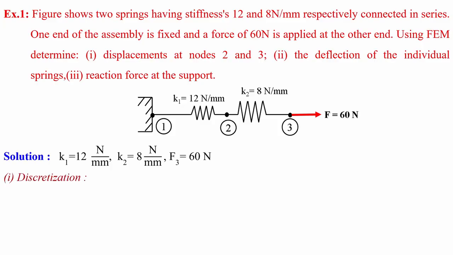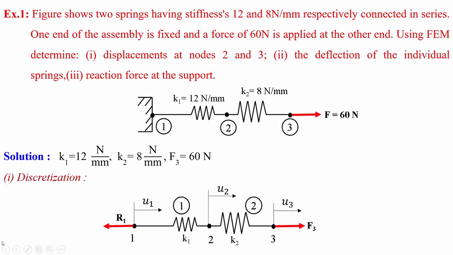So let us plot a discretization diagram. Let us mark the nodes as node 1, 2, and 3. U1 represents the displacement at node 1, U2 represents the displacement at node 2, and U3 represents the displacement at node 3. R1 is the reaction at node 1, where we have replaced the support and marked the reaction. And F3 is the force given in the problem, 60 Newton, which is acting at node 3.